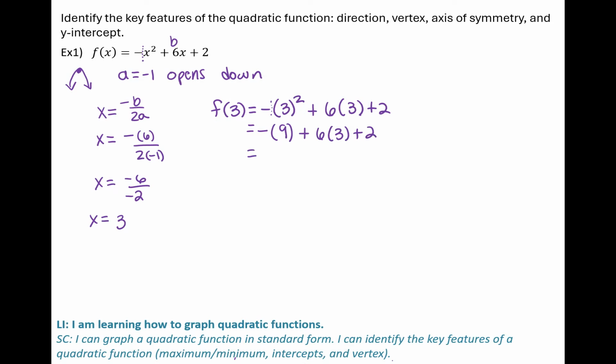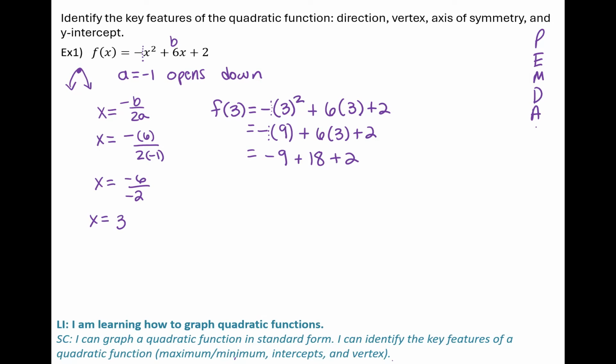Then after parentheses and exponents, we do multiplication. So here, negative 1 times 9 is negative 9. 6 times 3 is 18, and then I still have that plus 2. Then I do addition. I have no division. Let me write this down for us as a reference.